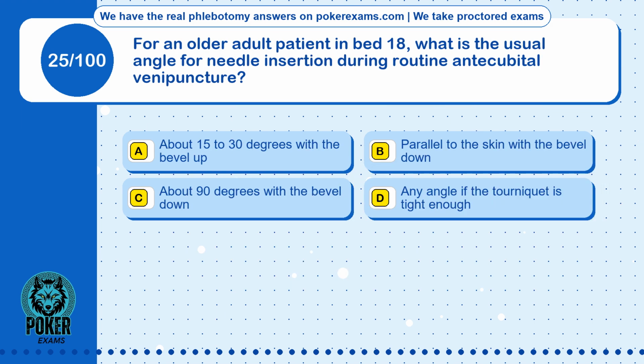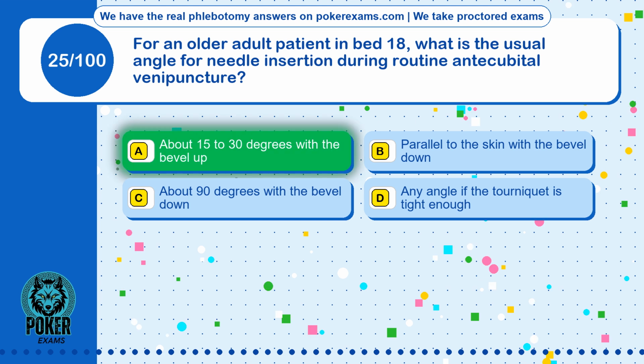Question 25. For an older adult patient in bed 18, what is the usual angle for needle insertion during routine antecubital venipuncture? Option A. About 15 to 30 degrees with the bevel up. Option B. Parallel to the skin with the bevel down. Option C. About 90 degrees with the bevel down. Option D. Any angle if the tourniquet is tight enough.